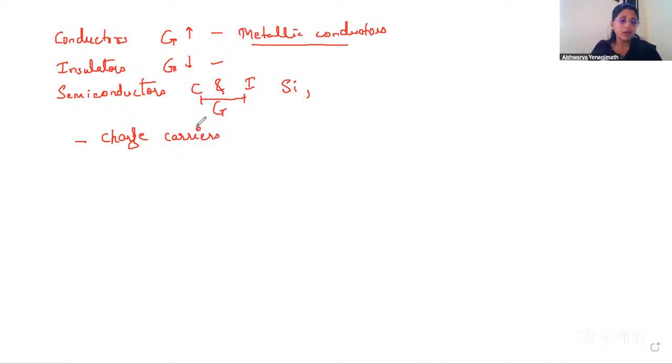You know that these charge carriers are nothing but valence electrons. The electrons which are present in the valence shell, the outermost shell, are called valence electrons. Since they are held very far from the nucleus, nuclear attraction is slightly less, so they are very free. They can move from here and there.